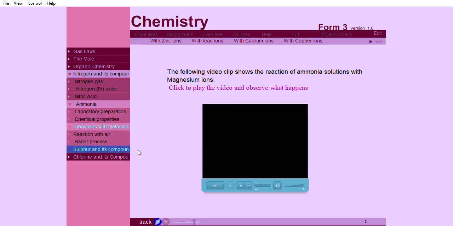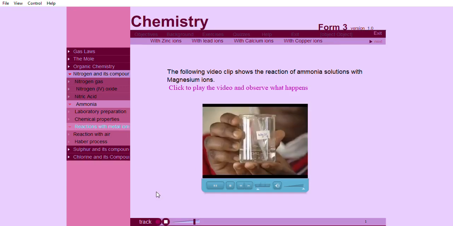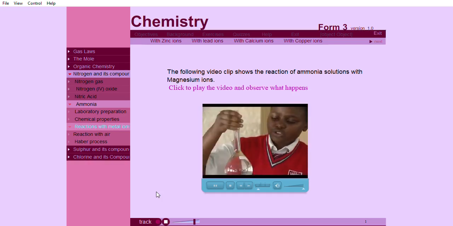The following video clips show the reaction of ammonia solutions with metallic halides. The following experiment is used to test for various ions using ammonia solution. In this experiment, the following apparatus and reagents are used: a test tube rack with test tubes, a beaker and a dropper, magnesium ions, and finally, ammonia solution.